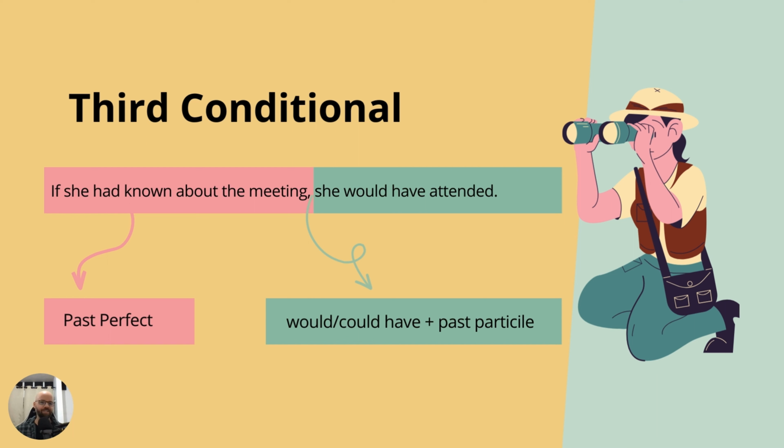If she had known about the meeting, she would have attended. Yeah, come on. Why didn't you tell her there was a meeting? Last example. If she had informed me, I could have done something about it.